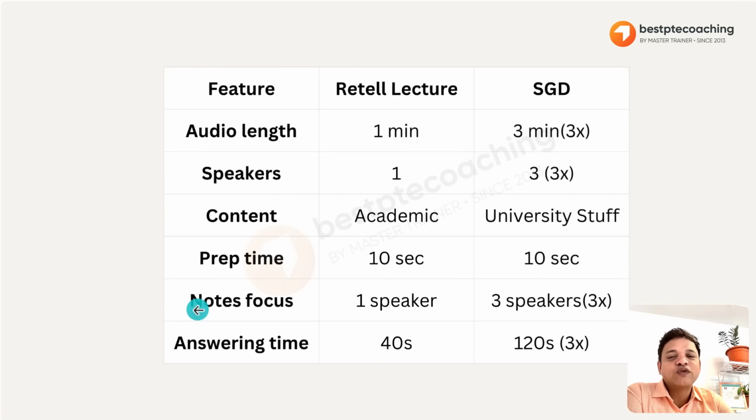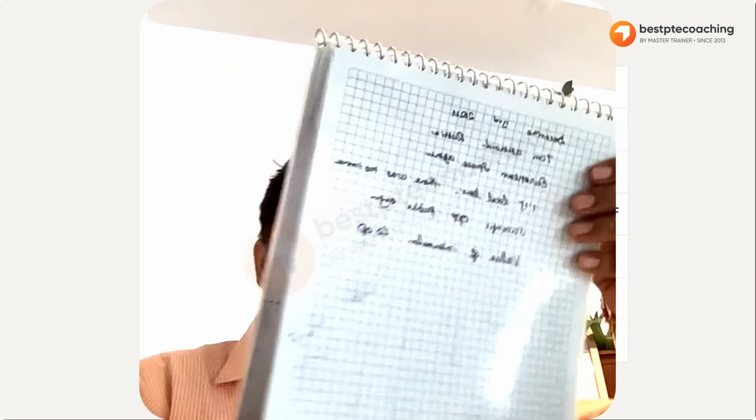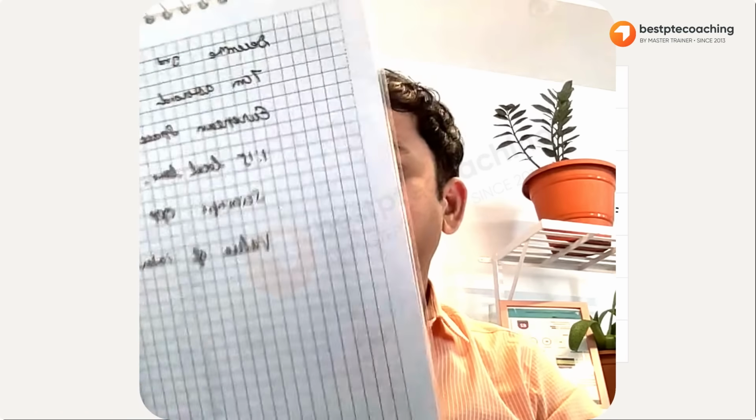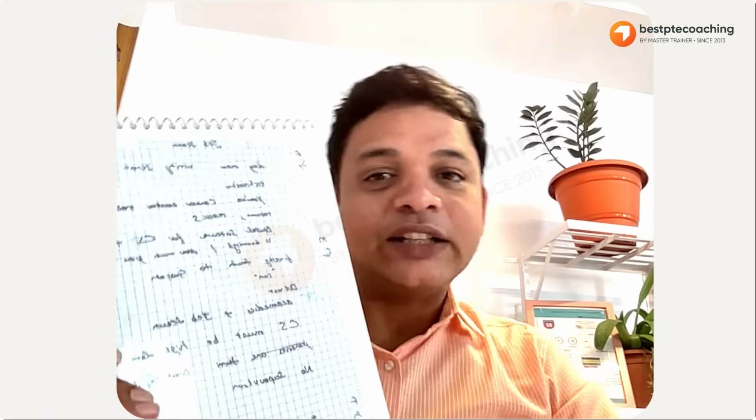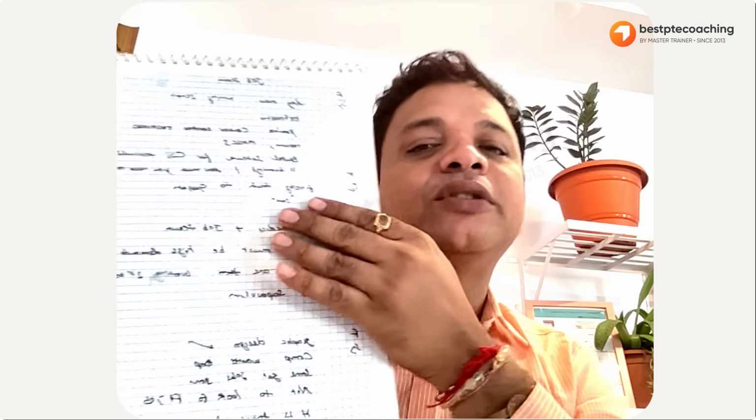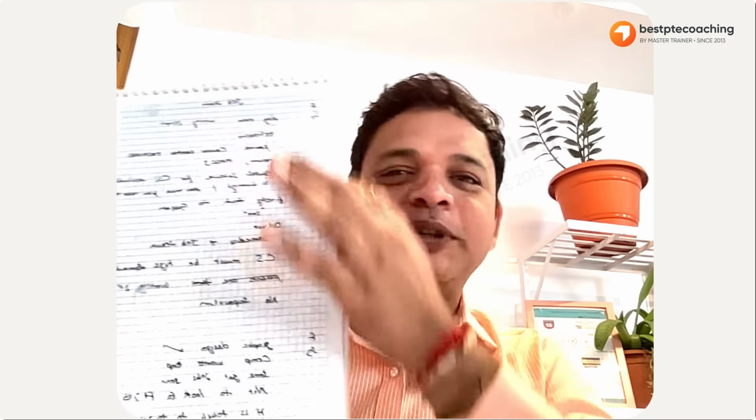Okay. Notes focus. When you're writing notes in Retell Lecture, you write notes for one speaker, limited notes like this. But when you're writing notes for Summarize Group Discussion, your notes will be a full page, because here you write about the first speaker, here the second speaker, and here the third speaker: speaker one, speaker two, speaker three.